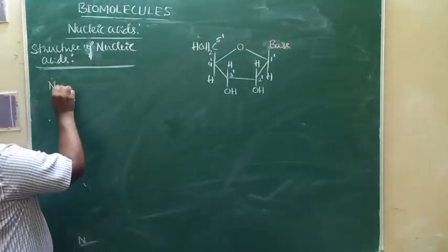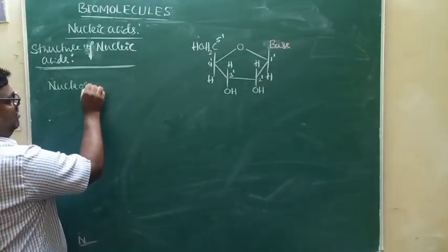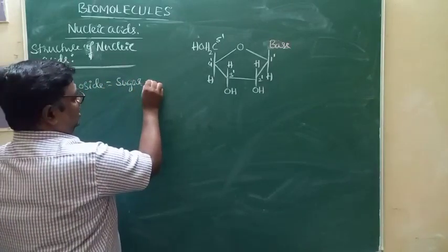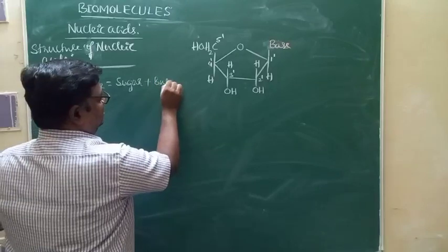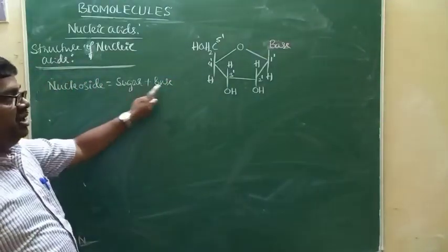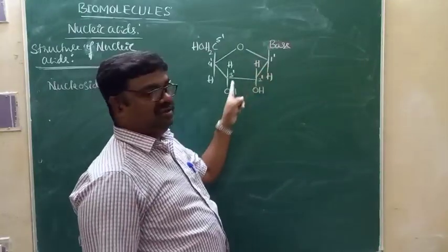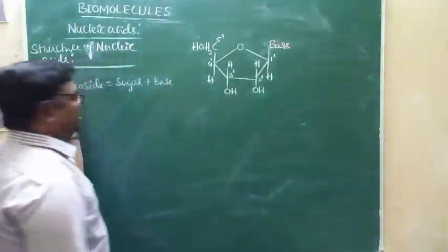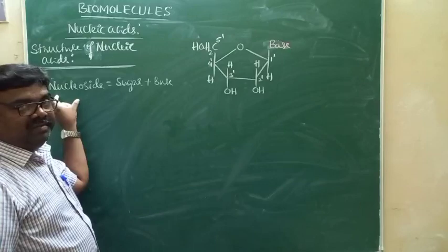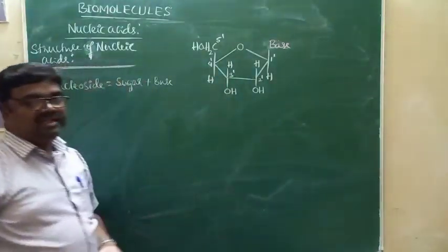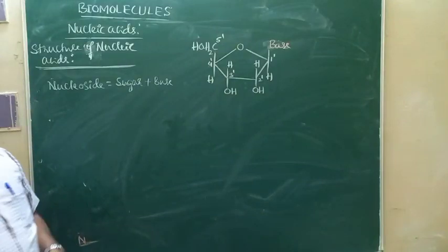That is, a nucleoside is formed when pentose sugar is attached with the base. That is, a nucleoside is made up of sugar and base. When a base is attached to the 1' position of the pentose sugar, you are going to get one unit, what we call a nucleoside, a unit in nucleic acids. This is what we call the nucleoside.